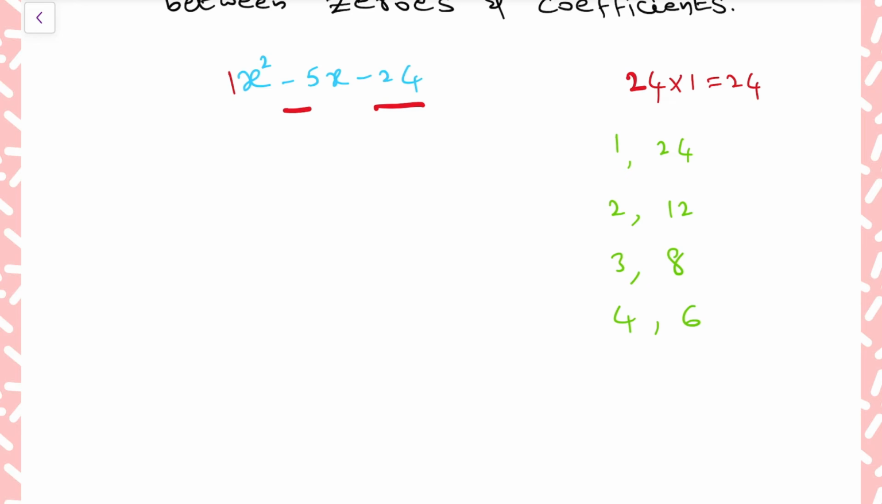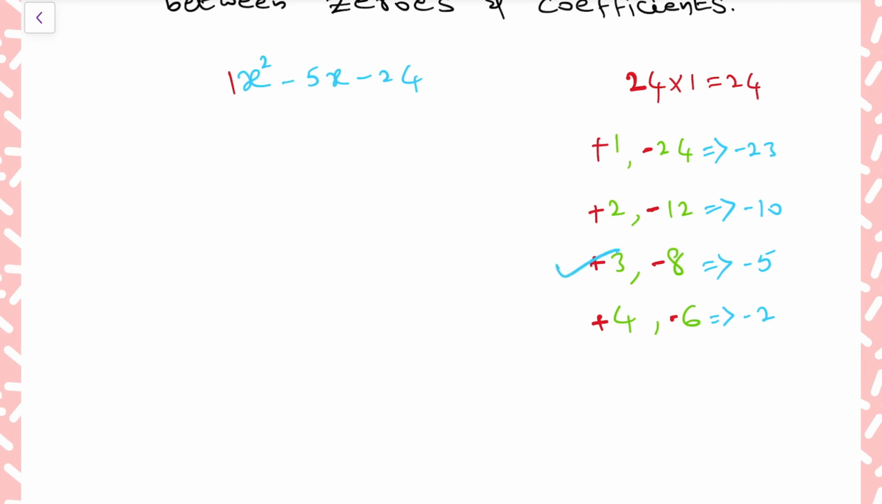1 and 24, 24 is bigger, so negative. 2 and 12, 12 is bigger, so 12 should be negative and the next number should be positive. 3 and 8, 8 should be negative and 3 should be positive. 4 and 6, 6 should be negative, 4 should be positive. Okay, now if you observe this, plus 1 minus 24, minus 23, plus 2 minus 12, minus 10, plus 3 minus 8, it is minus 5, plus 4 minus 6, it is minus 2. So this middle number is minus 5, so this pair is satisfying that.